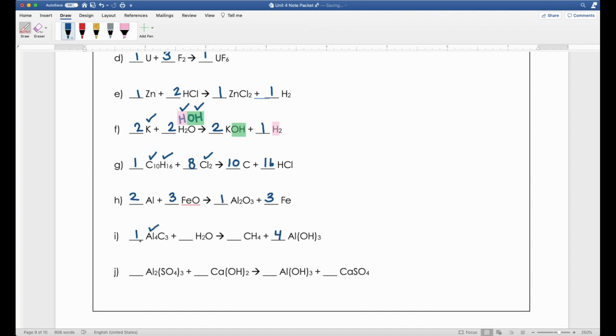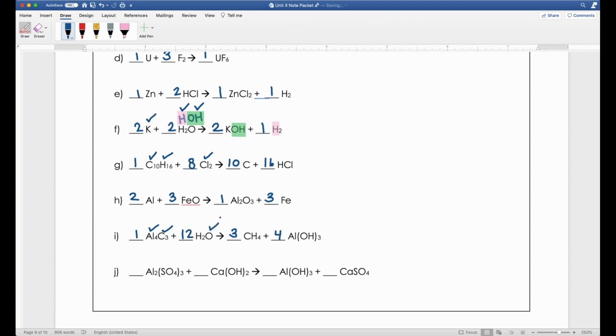Let's balance carbon. 3 total carbons, 1 group of 3. Gotta have 3 here. That guy's done. Let's do oxygen. So I have 4 groups of 3, which gives me 12 total oxygens. So I also have to have 12 oxygens here.